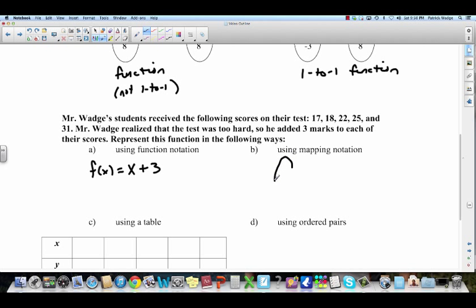Second part is mapping notation. So that's where you do these bubbles, what we've just done up here. On the left-hand side, you write the scores: 17, 18, 22, 25, and 31. Now, what do those scores go to after I do this to them, after I add 3 to them? Well, the 17 goes to 20, the 18 goes to 21, the 22 goes to 25, the 25 goes to 28, and the 31 goes to 34. All I'm doing is adding 3 to each of them. Got to draw some lines to show which one went to which. If you want to change the order and have the lines crossing each other, it's up to you, but I'm just going to do it like this.